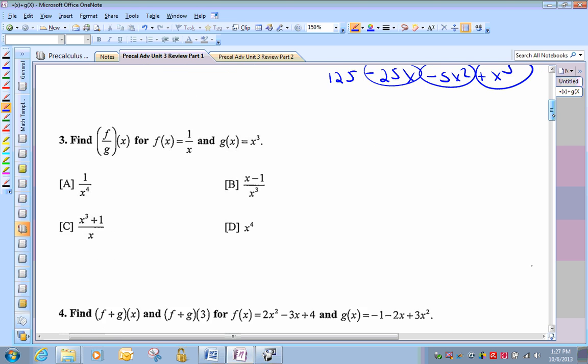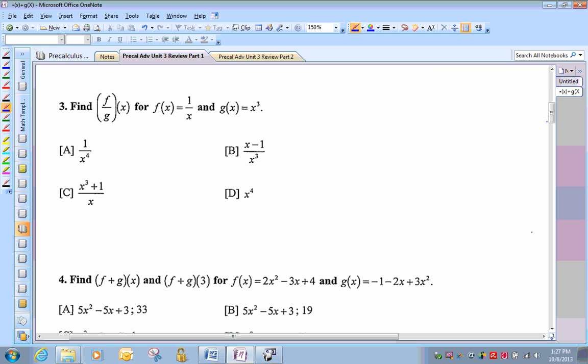All right, moving right along. Now we're going to divide. We worked this one in class, but let's take a look at it. We have f over g, f divided by g of x. So we have f of x divided by g of x. So f of x is 1 over x, and we're going to divide by x cubed.